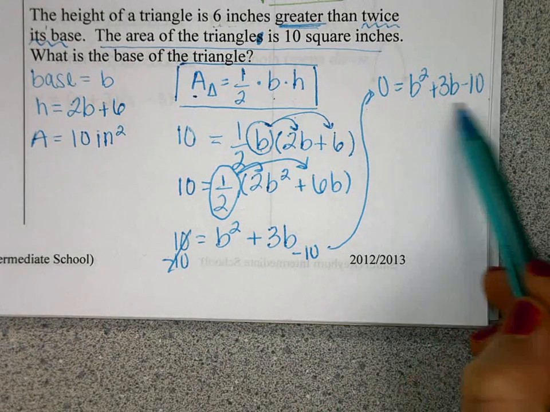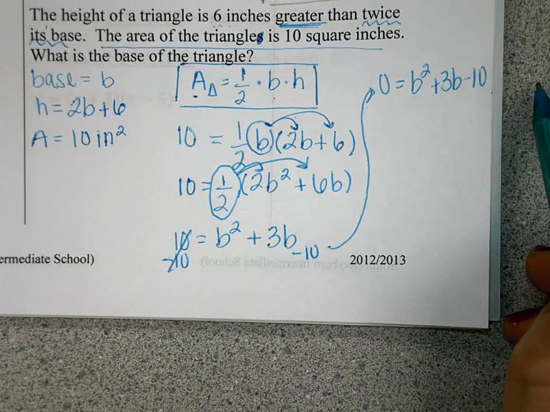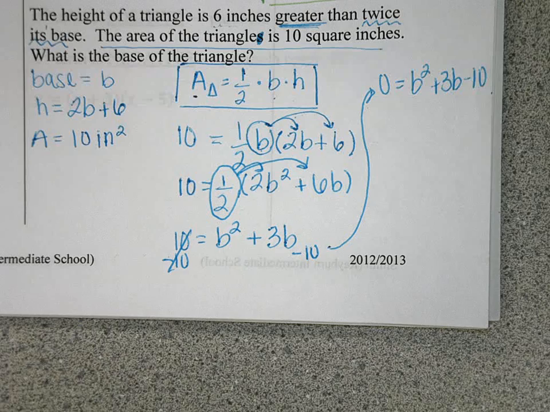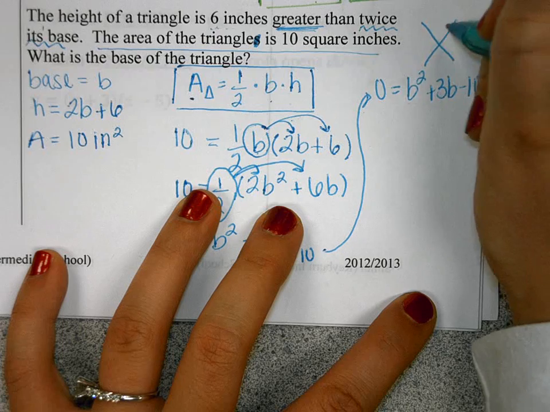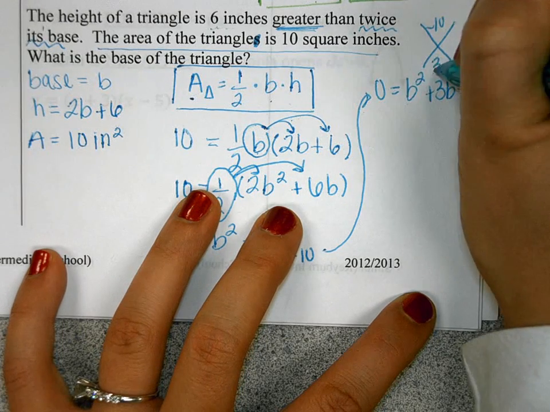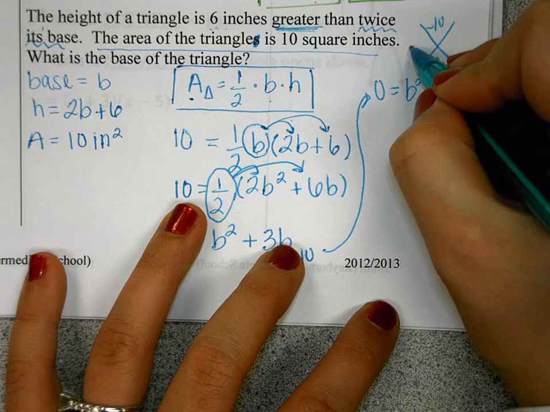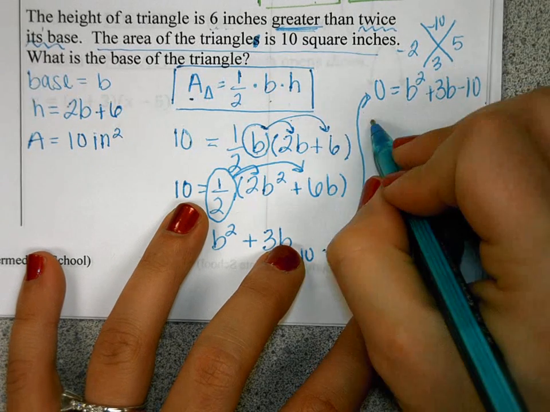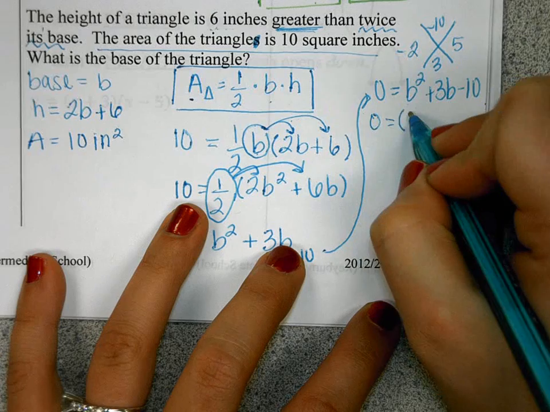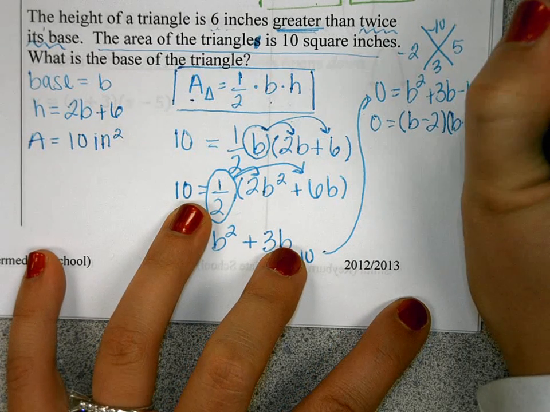And then what would I do here? What method am I going to use for factoring? Good, diamond method. So ladies and gentlemen, what two things multiply to negative 10 and add up to positive 3? Negative 2 and 5. Which one has to be negative? The 2. So this is going to give me 0 equals b minus 2 times b plus 5.